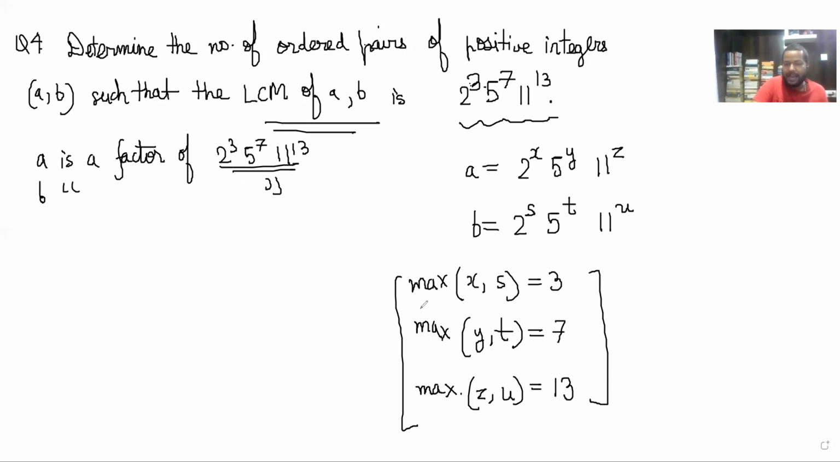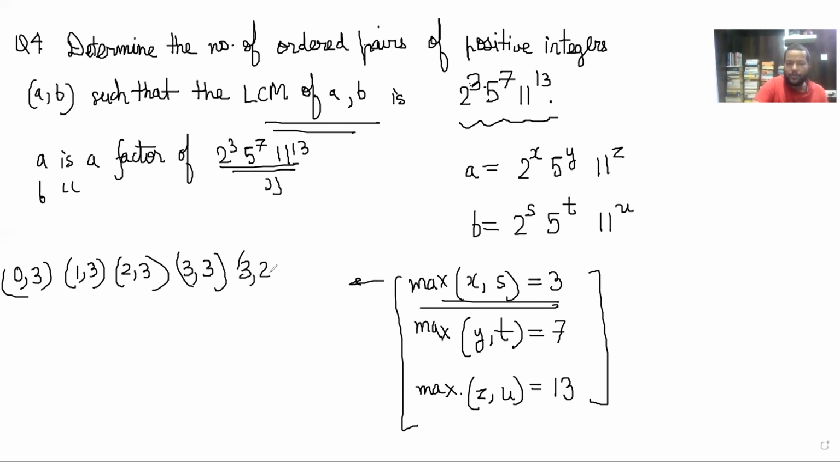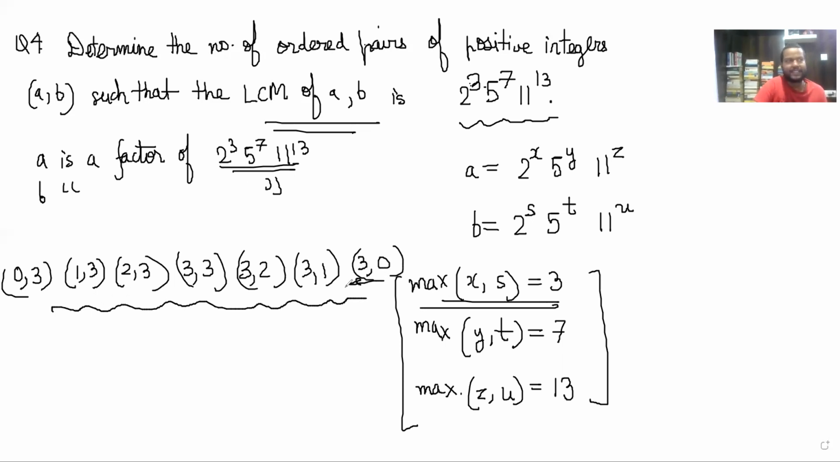So if the maximum of X, S is supposed to be 3, then what are the possibilities of ordered pairs of X, S? You can just list them out. It's fairly simple. 0,3; 1,3; 2,3; 3,3; then 3,2; 3,1; and 3,0. These are the possible ordered pairs of X and S, right? So there are clearly 7 pairs for X and S.